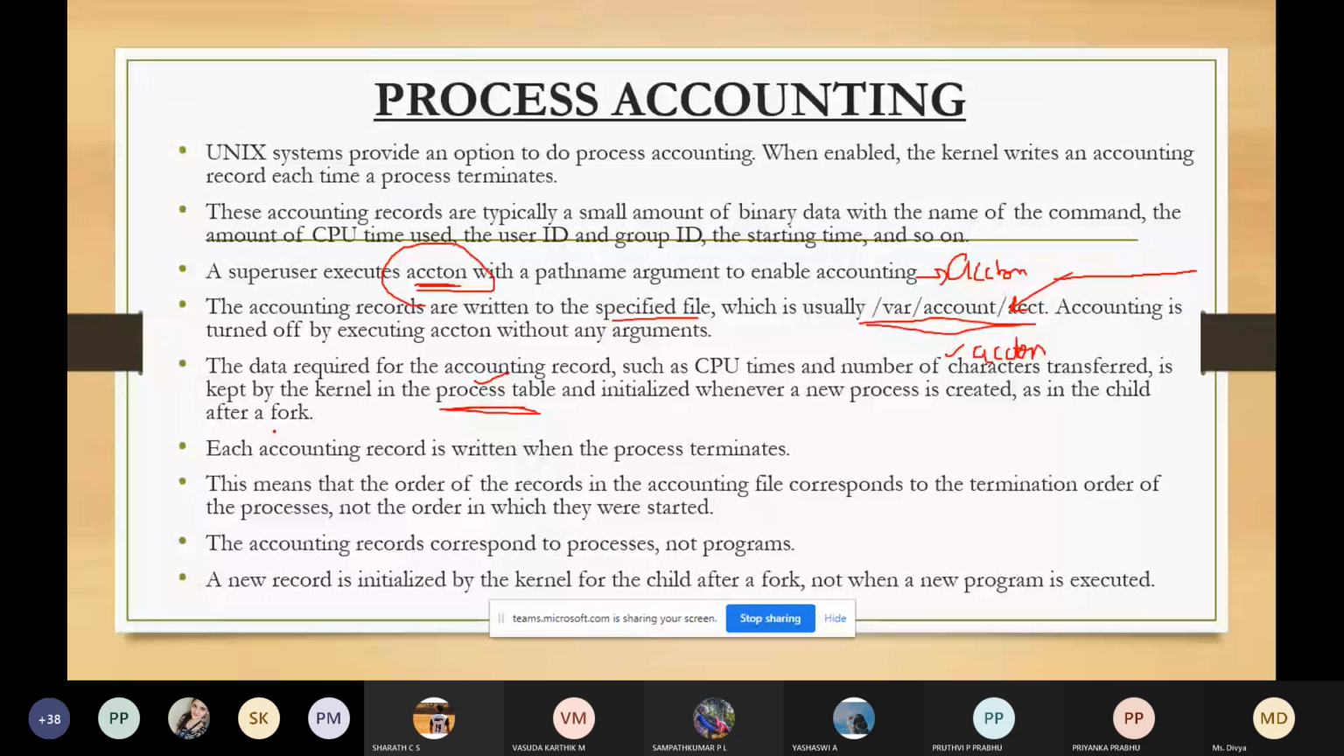Each accounting record is written when the process terminates, not when the process starts, but when the process terminates. This means that the order of records in the accounting file. So here in the accounting file, the order.